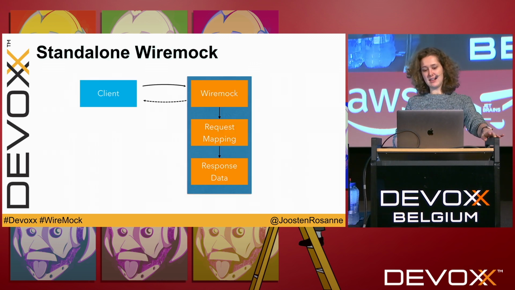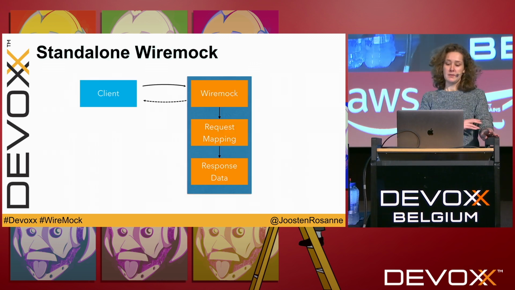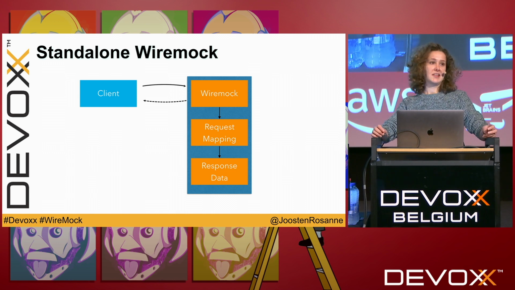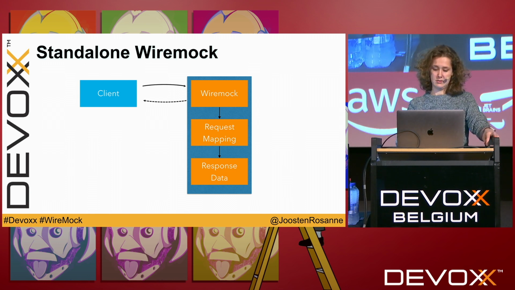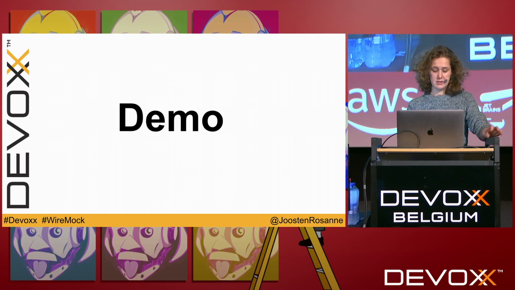How does the standalone WireMock work? In a very abstract way, it works like this. You are the client and you call your external service, but instead of calling your external service, you have in your configuration file that you are calling WireMock. WireMock receives this request, and it tries to map it and give you the corresponding response data. Easy as that. Well, that's very vague, right? So let me show you how it works.